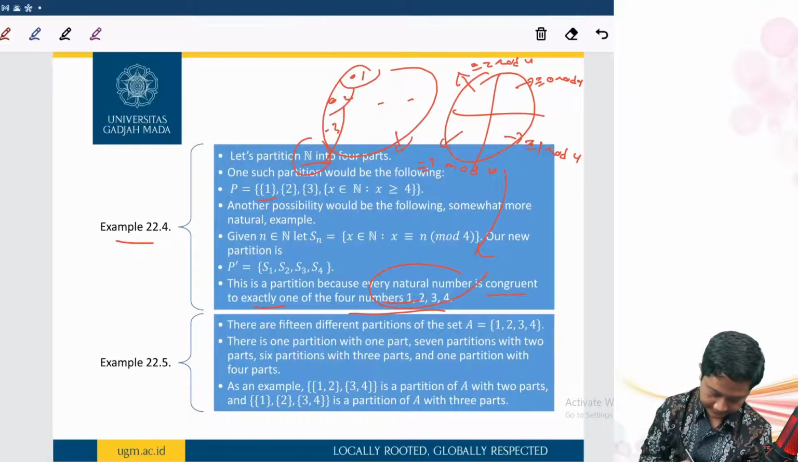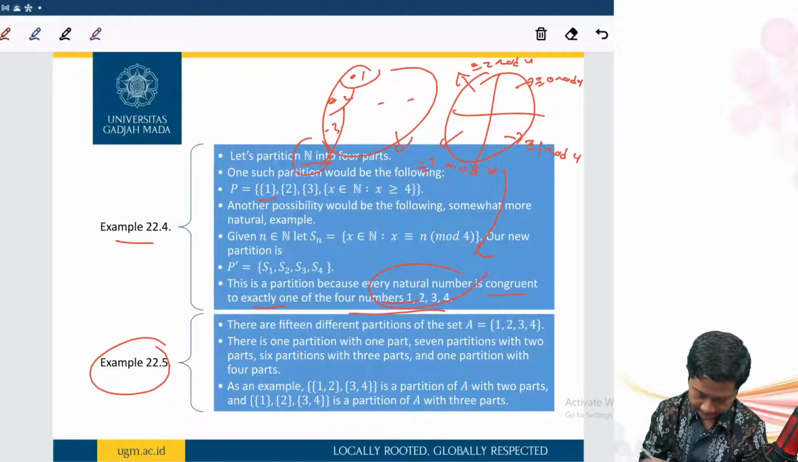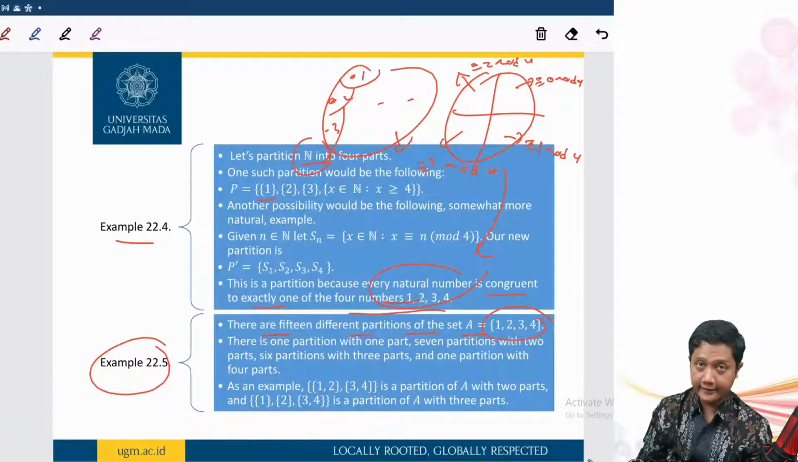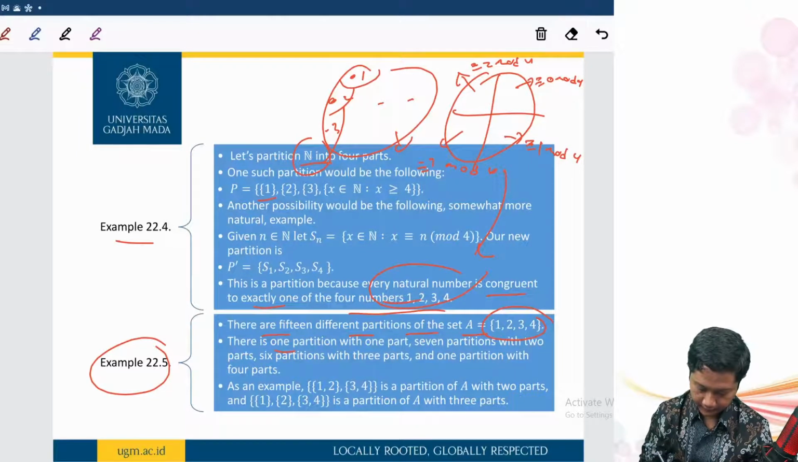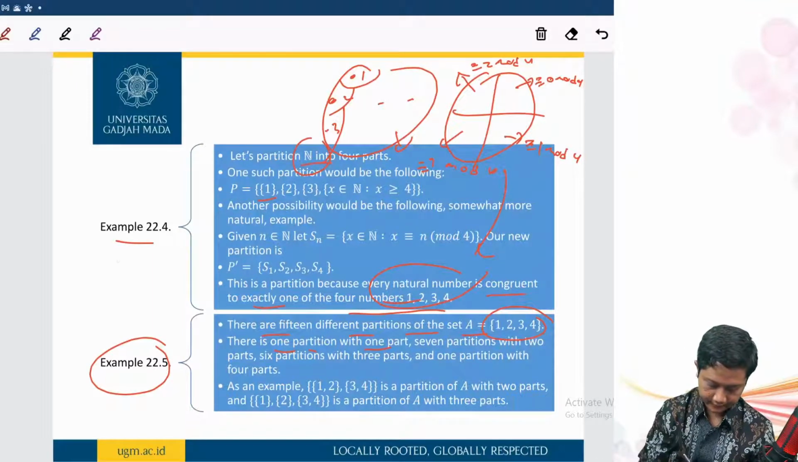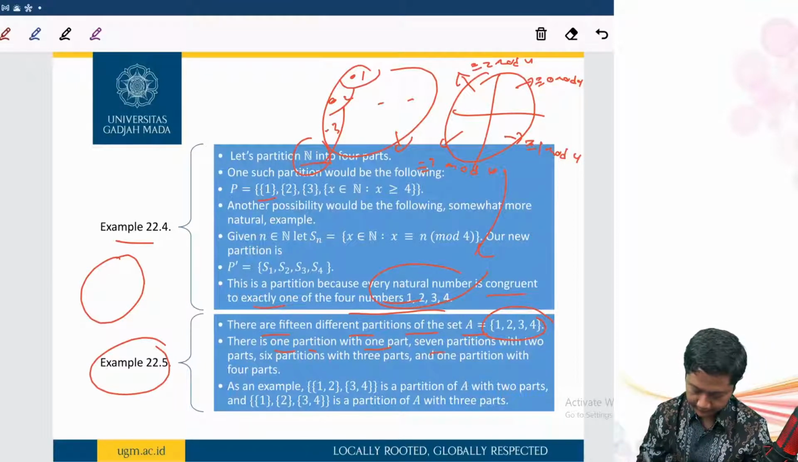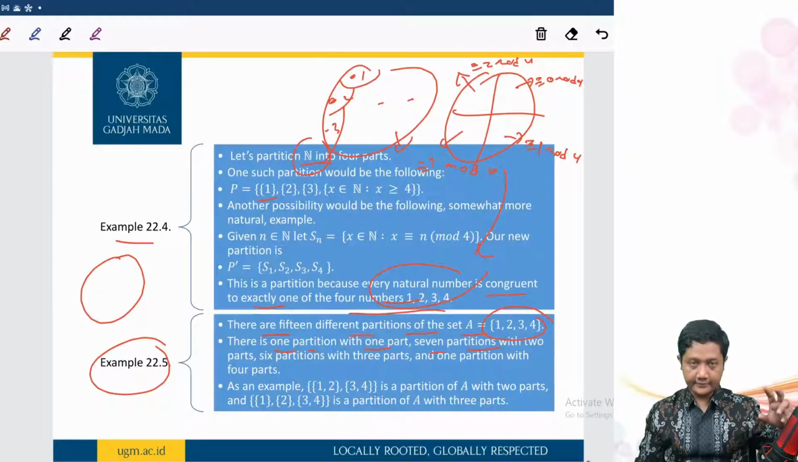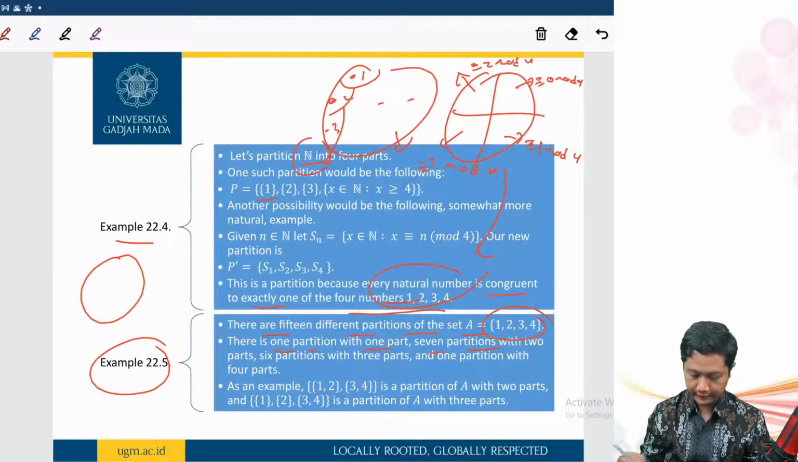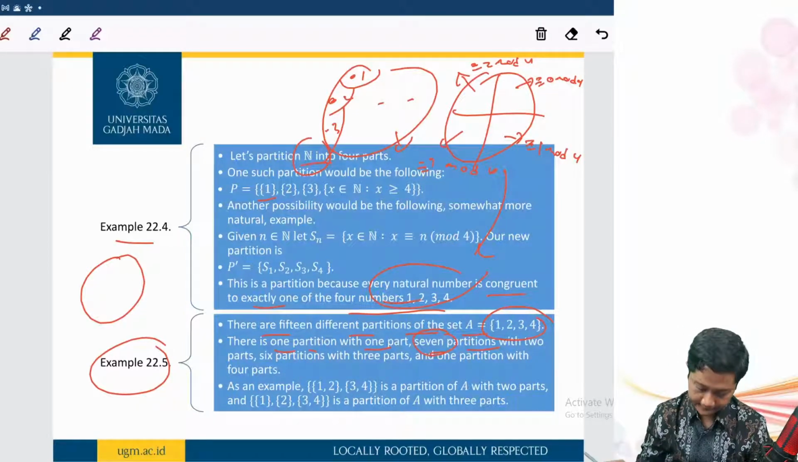Next, example 22.5. We have 15 different partitions of the set A, and we can make a list of all of them. Try to list them, and we can find only one partition with one part, because there is only one block. And 7 partitions with 2 parts should be clear, because when you have one element, there are only 2 choices, so we can count it, and there are 7. And 6 partitions with 3 parts and 1 partition with 4 parts. So we have this example.